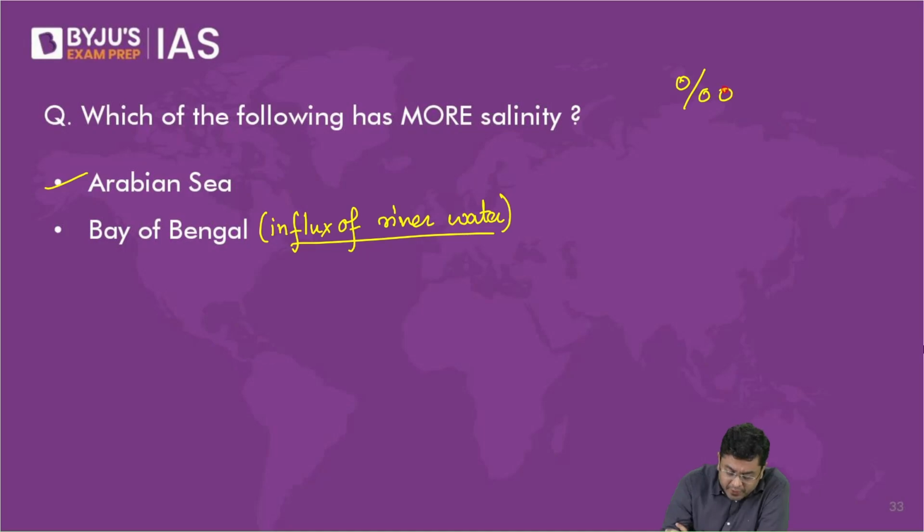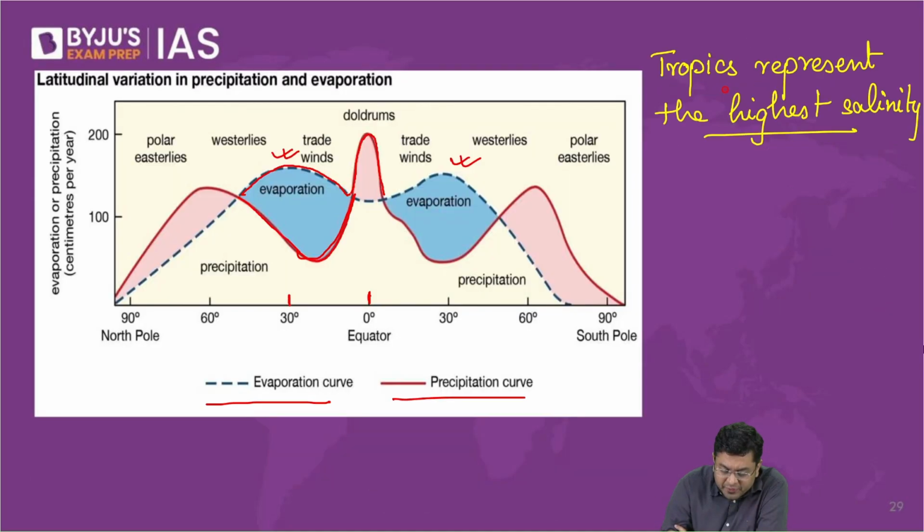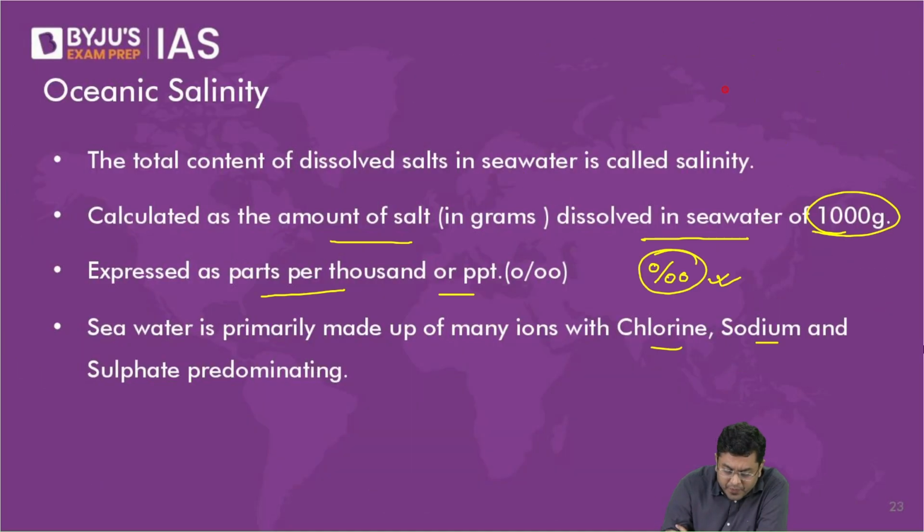What is meant by this? So did you take a look at the previous portion here? Parts per thousand. Did you take a look at this? Right?